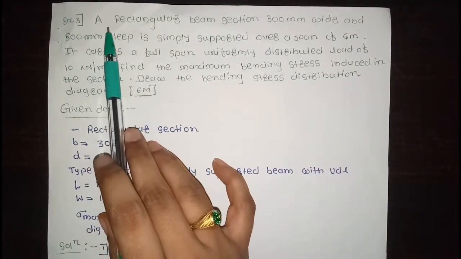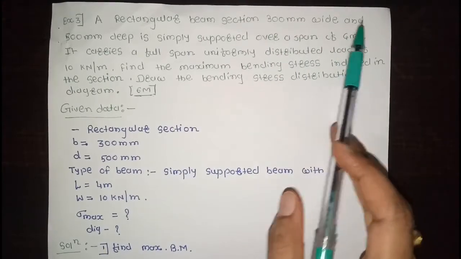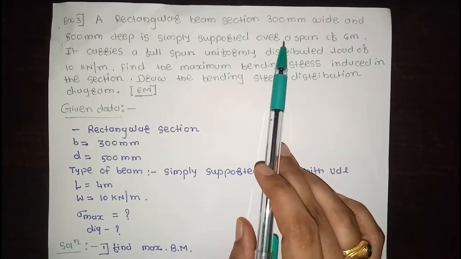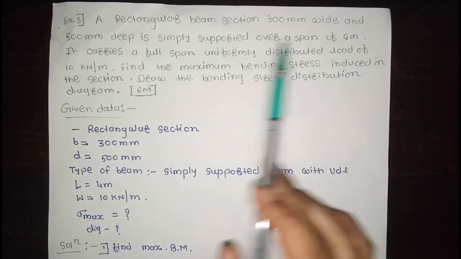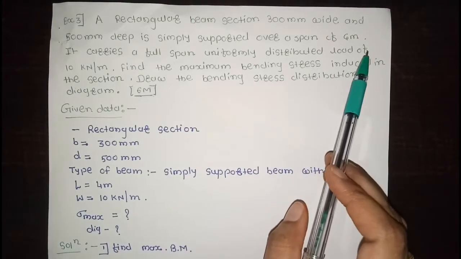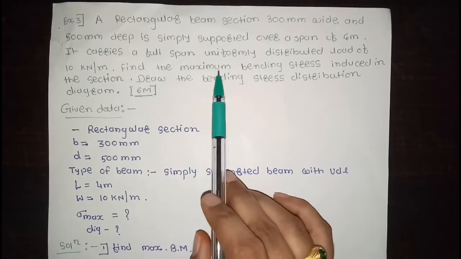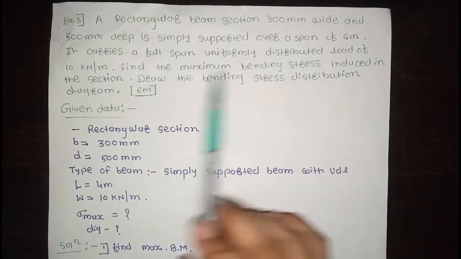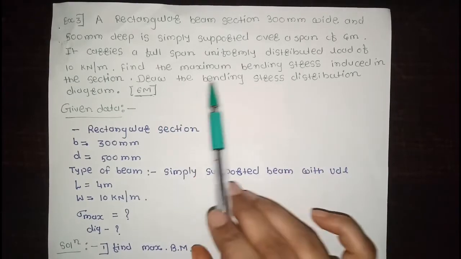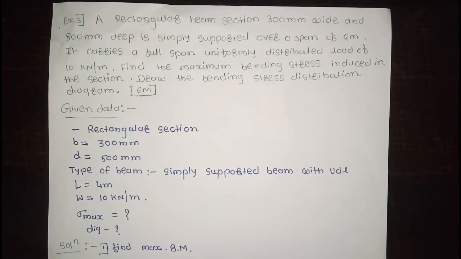So third example: a rectangular beam section 300 mm wide and 500 mm deep is simply supported over a span of 4 meter. It carries a full span uniformly distributed load of 10 kN per meter. Find the maximum bending stress induced in the section. Calculate maximum bending stress and draw the bending stress distribution diagram.